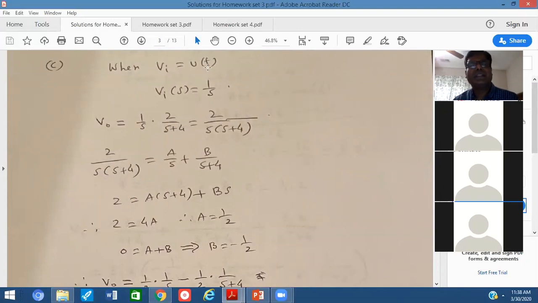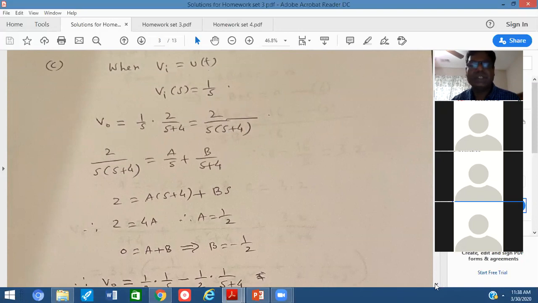So u(t) means unit step function. This means its Laplace transform is 1 over S. So in the previous V naught equation, I am plugging in that 1 over S. So I got this one. And then also you can use the cover-up method, but here I am showing you the traditional partial fraction method.